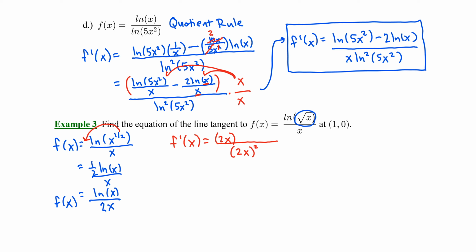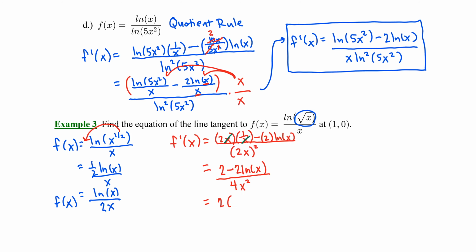So I've got the denominator as is. I'm going to multiply by the derivative of the numerator, which is 1 over x, minus derivative of the denominator, which is 2, times the numerator as is, natural log of x. So when we simplify, our x's are going to cancel, and we end up with 2 minus 2 natural log of x. Let's go ahead and square our denominator, being careful to square both the coefficient and the variable term. Not quite done yet. We need to reduce.